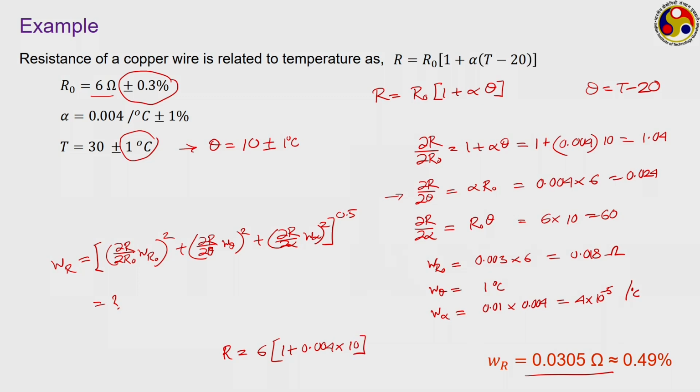This is often referred to as a nominal value. So, it will be 6 into 1.04, and the value you are going to get is 6.24 ohm. So, while the actual measurement should be 6.24 ohm, we are going to get 0.0305 ohm uncertainty in that, which is about 0.49%, which is very, very small. This way you can calculate uncertainty.